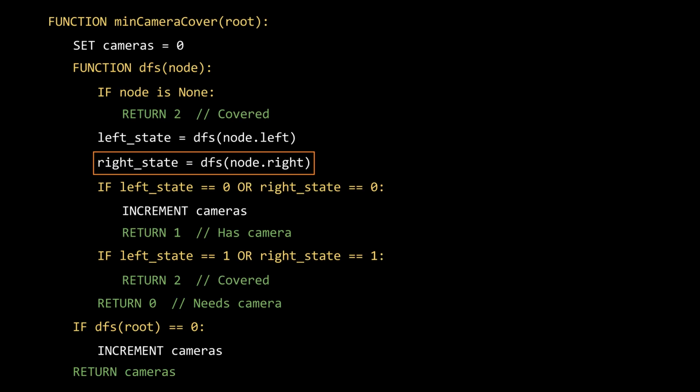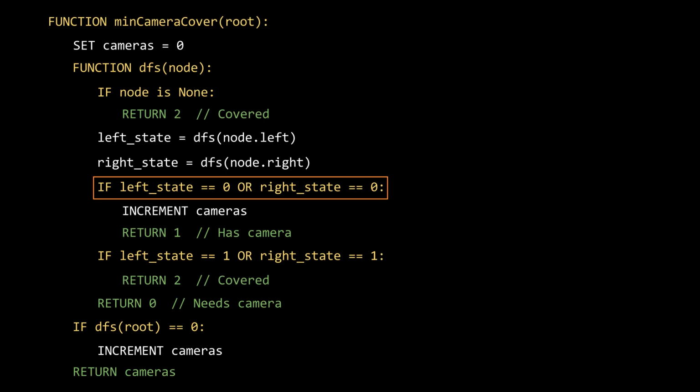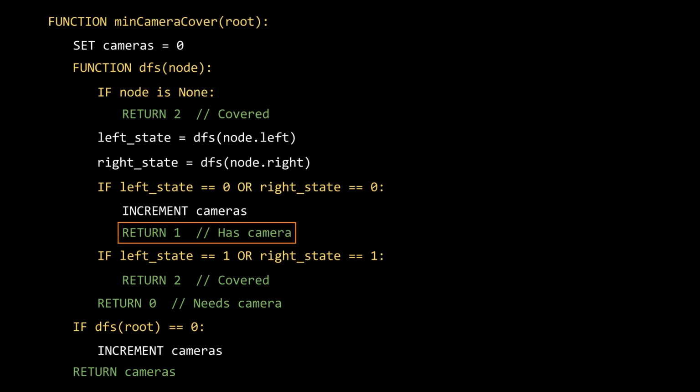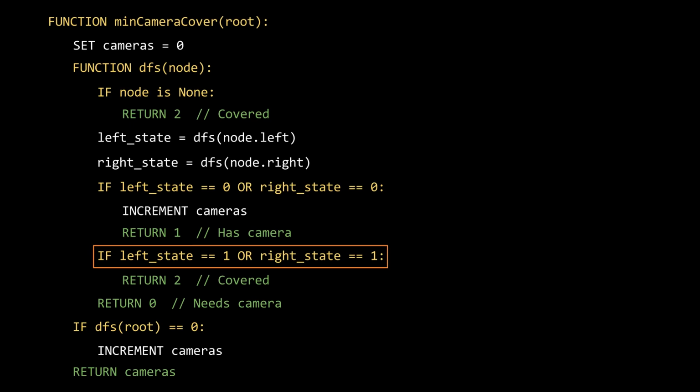If any child needs a camera, we place a camera at this node. We increment the camera counter. We return state 1, indicating this node has a camera. If any child has a camera, this node is covered. We return state 2, indicating this node is covered. If both children are covered, this node needs a camera.